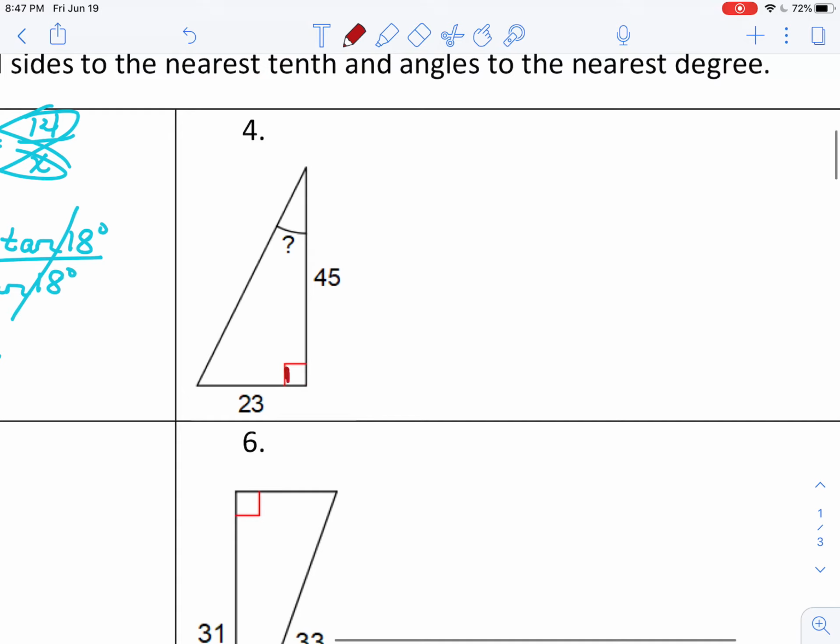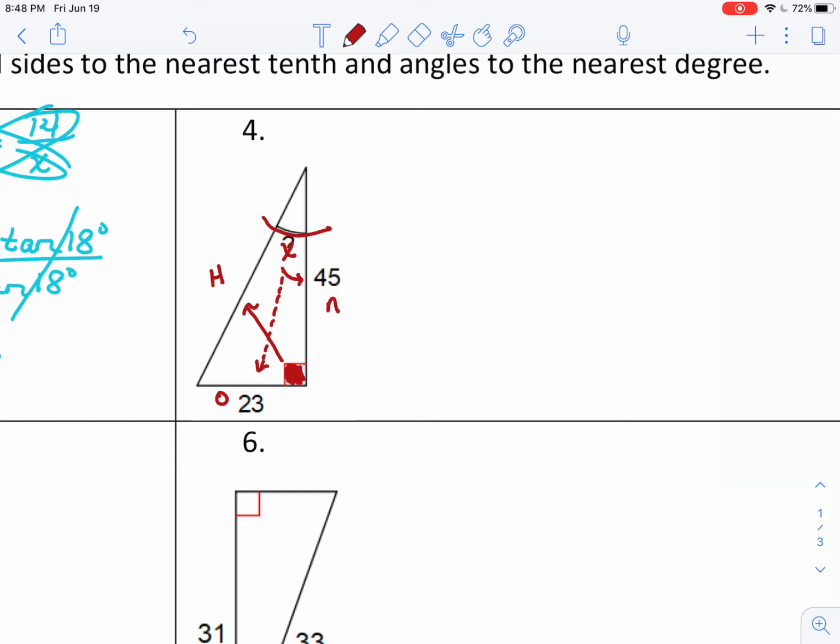Looking at number 4, it's still a right triangle. So I do still have a hypotenuse that I don't know, but I don't care about it. So again, not the Pythagorean theorem. The thing I'm trying to find is an angle. So we will solve this with inverse, the little -1. So let's figure out which trigonometric function we will be using.